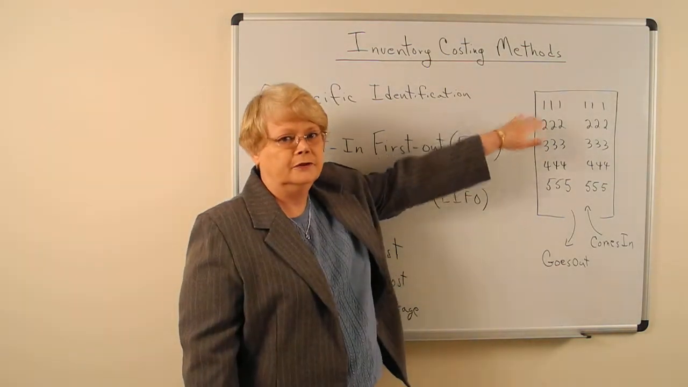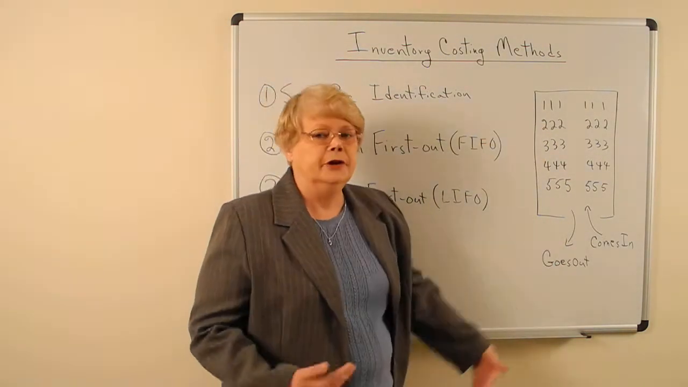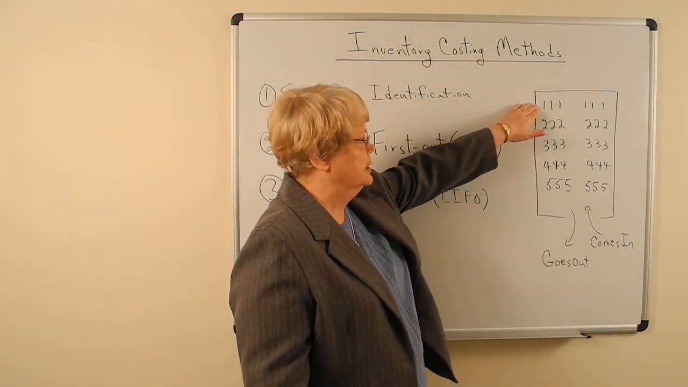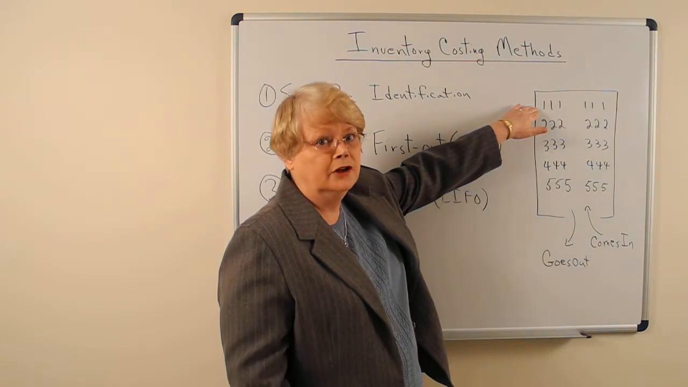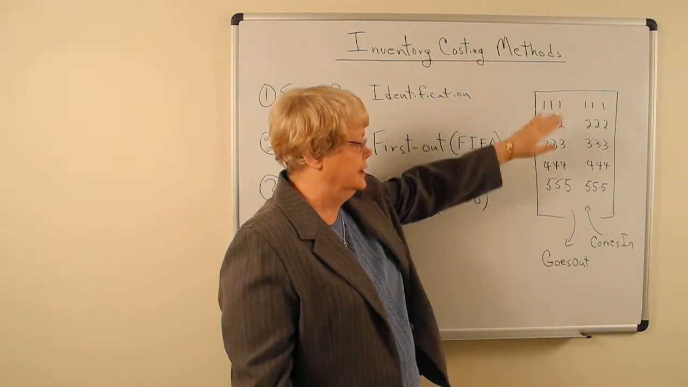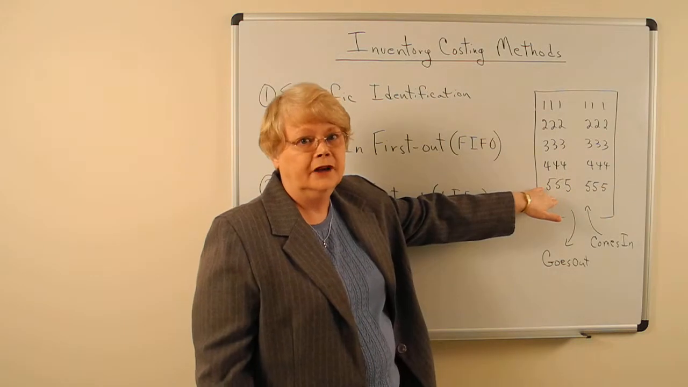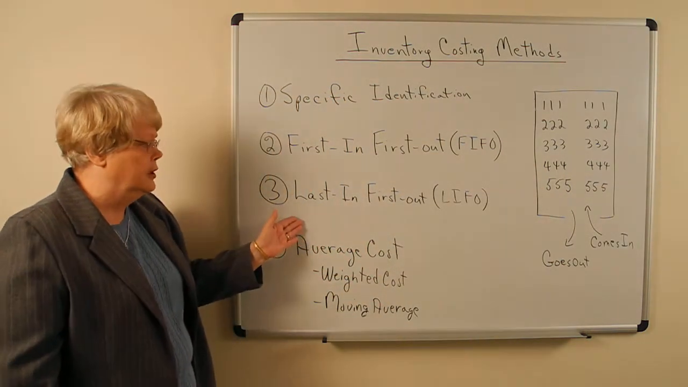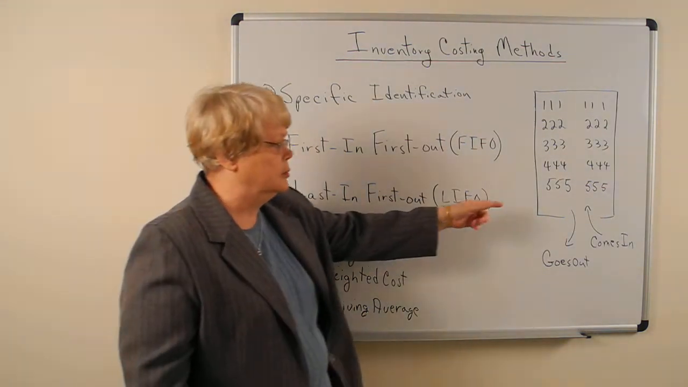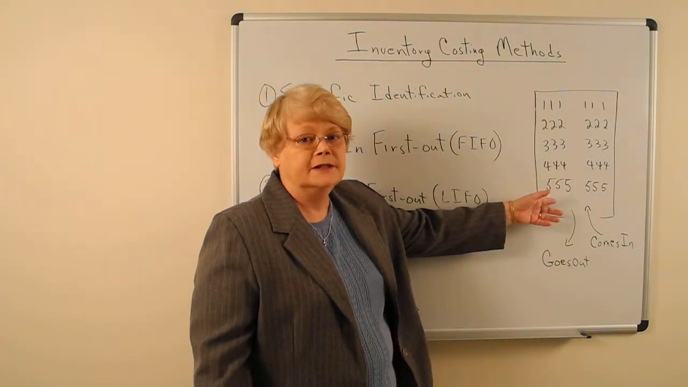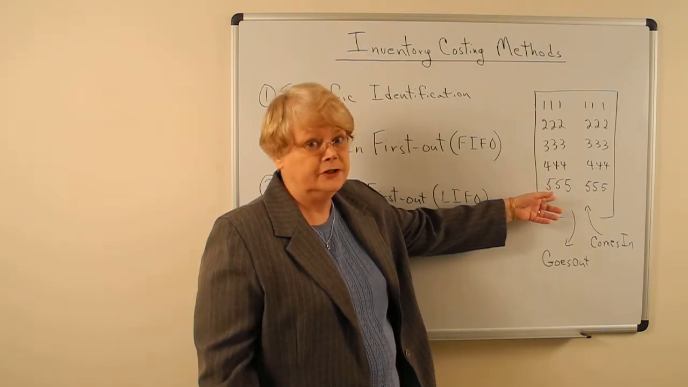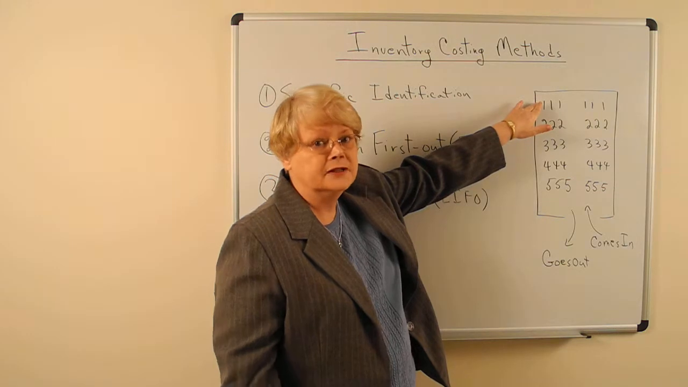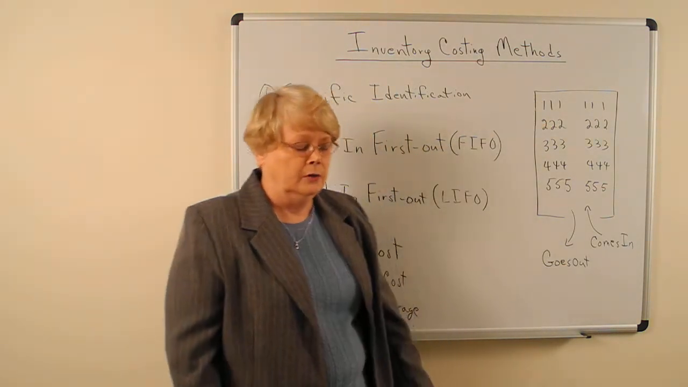Okay? Now, for the FIFO, the first in, first out, we're going to assume that the first items that came in were the first items that came out. And in a period of rising cost, which we normally have, that would mean that the cost of the merchandise sold would have the lower amount on it, and the inventory that's left would have the higher amount. The opposite is true with LIFO, or last in, first out, because what would be taken out would be the items that are priced at the higher amount in periods of rising cost, and the items that are left would be the lower amount. So just keep that in mind as we go forward.